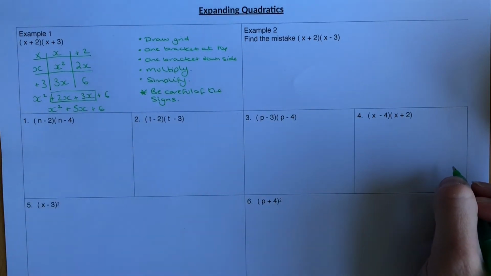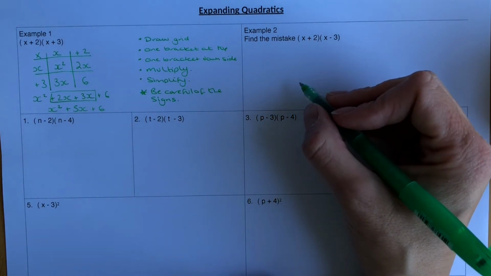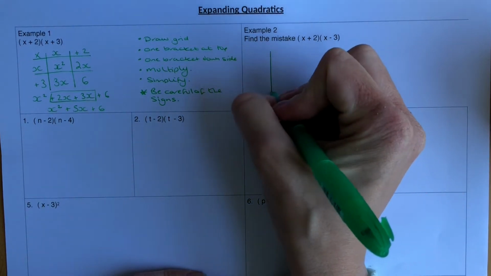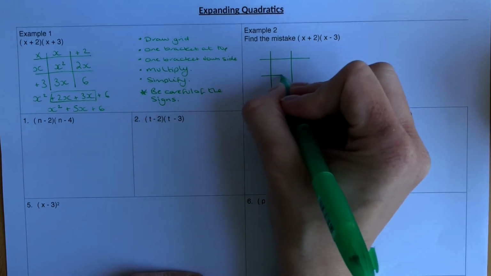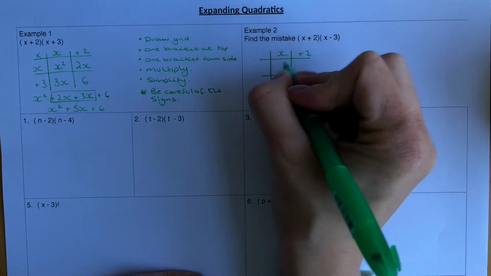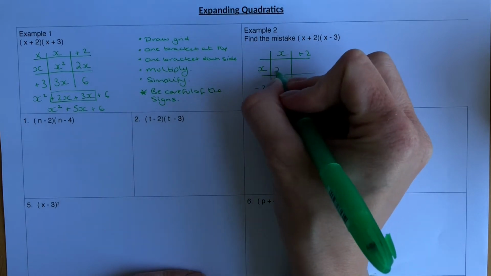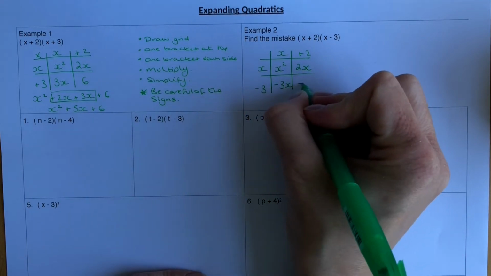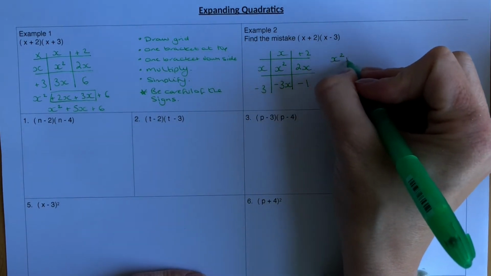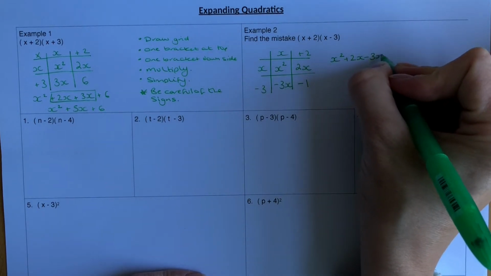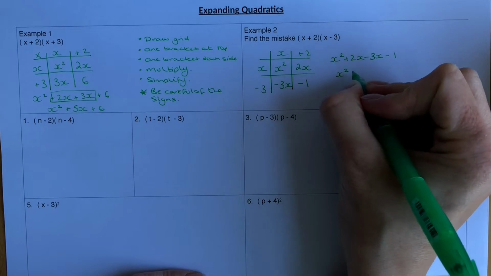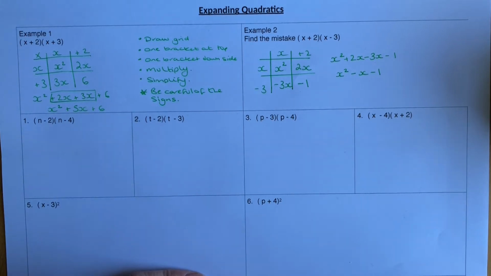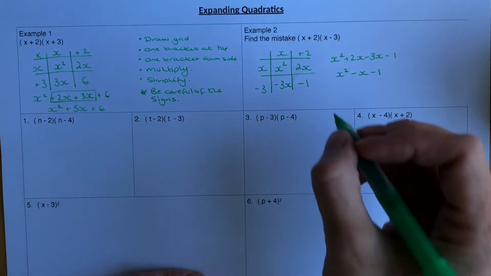So I've got an example here for you. This time I'm not going to talk and I'm going to make a mistake. See if you can spot my mistake. Okay, did you spot where I made a mistake? Okay, it was right here.